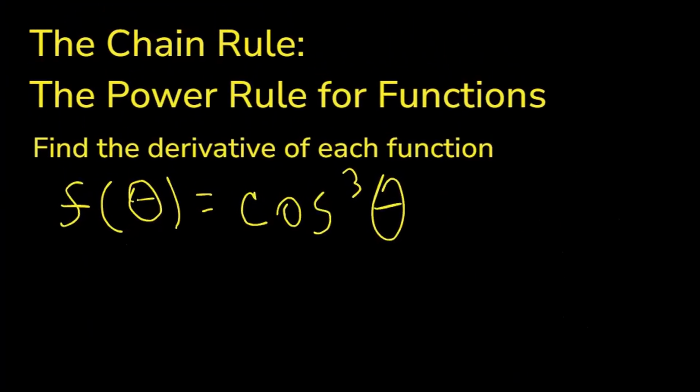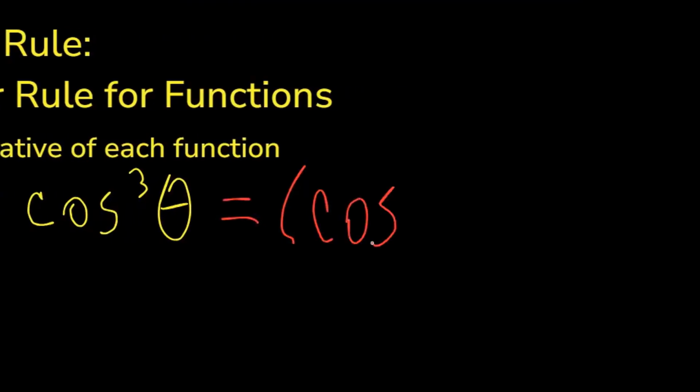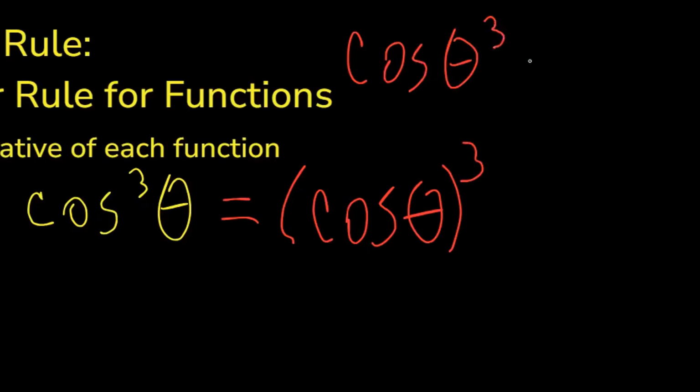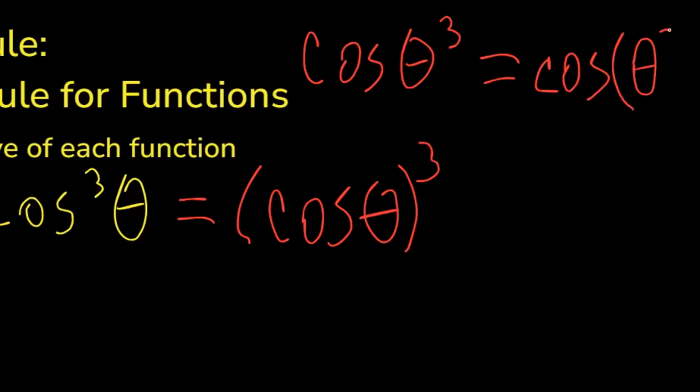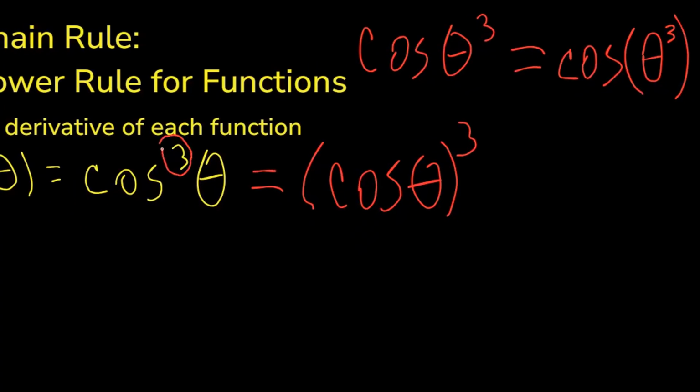In this example, I want to go over something that's very, very important to understand. In this case, the cube is on the cosine, so this is the same as cosine of theta quantity cubed. If it were cosine of theta cubed like this, that means cosine of theta cubed like that. So if the 3 is on the cosine, it means the cosine function is being cubed. It really helps to rewrite it like this because then you can see this is the power rule for functions.